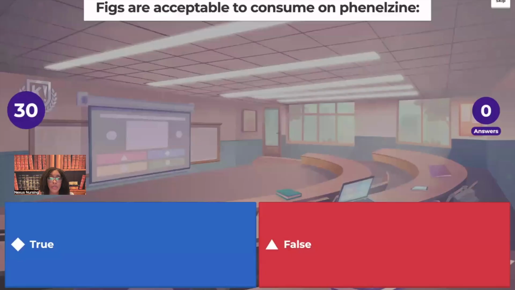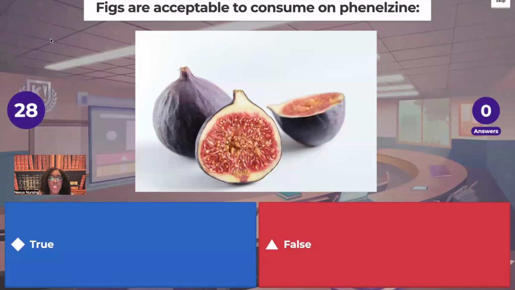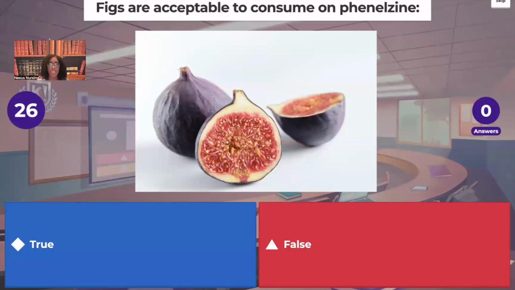Figs are acceptable to consume when the patient's on phenelzine. Is this true or false? Figs are acceptable to consume when they're on this drug, phenelzine.